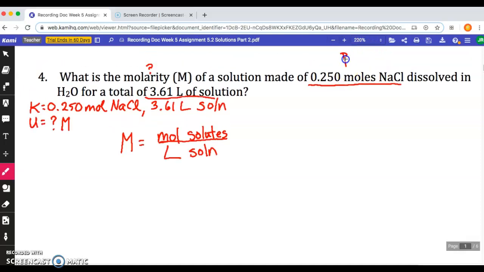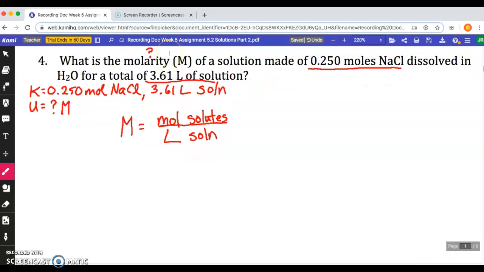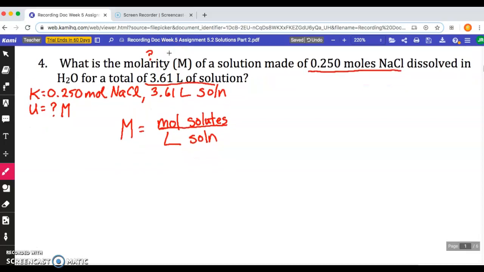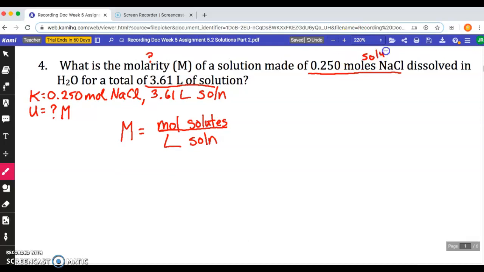Oopsie. What happened here? Let me erase it. Okay. So, there we go. Perfect. It doesn't have to move. Okay. Let me put the pen on again. Okay, so this is our solute. Okay, I see. I'm accidentally scrolling it up.